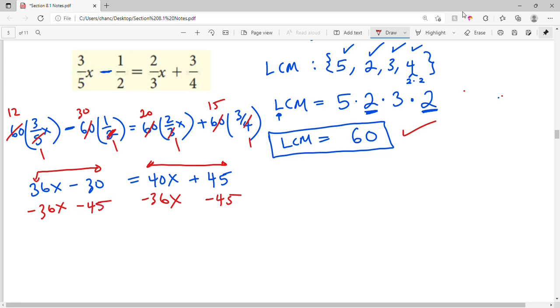36x and negative 36x cancels out. Negative 30 minus 45, that's a negative 75. That's equal to 40x minus 36x, that's a positive 4x, and 45 minus 45, that cancels out. We can now divide both sides by 4, and that's our solution. X equals negative 75 over 4.